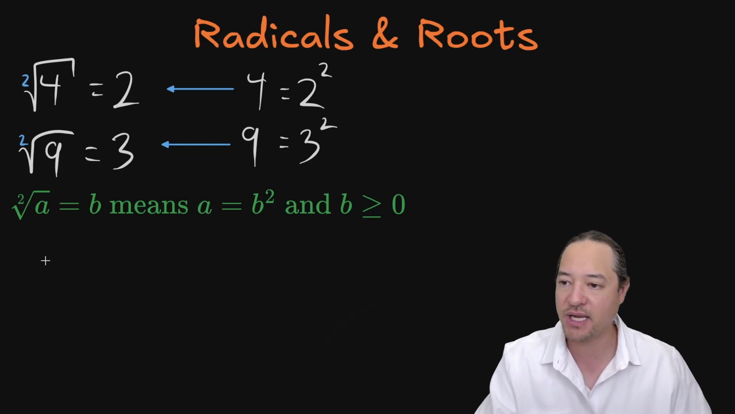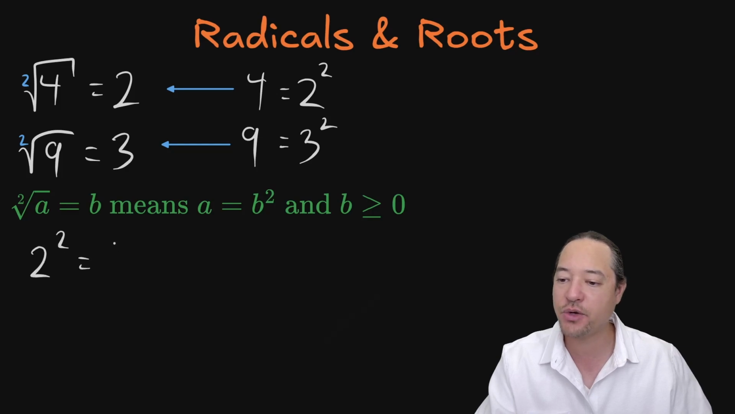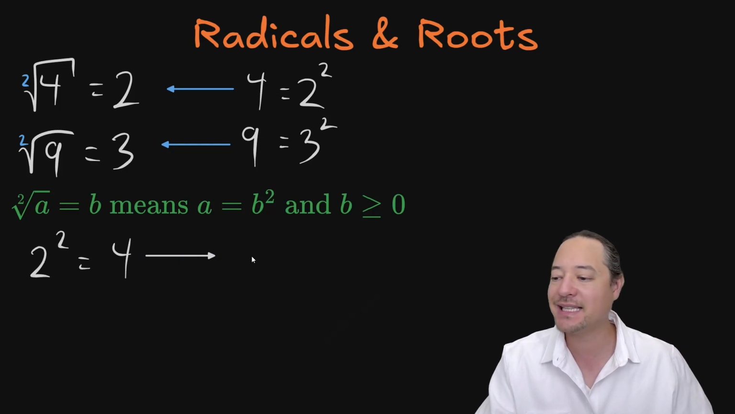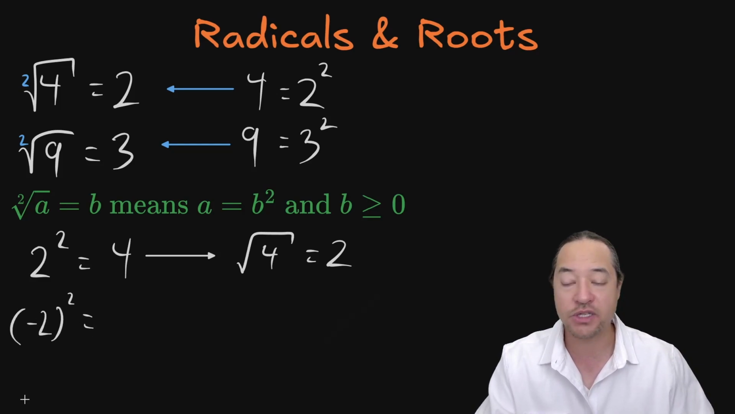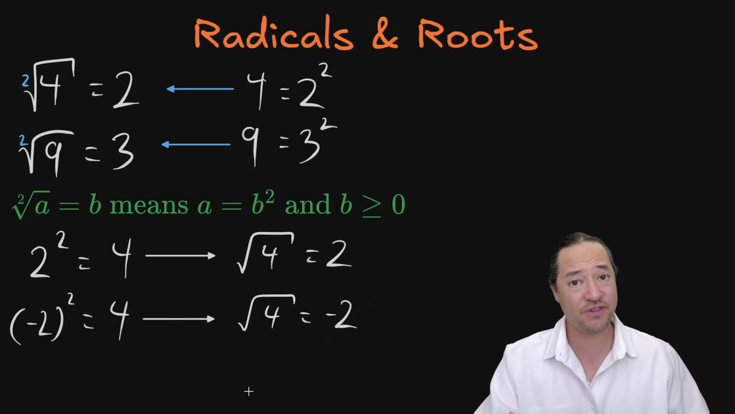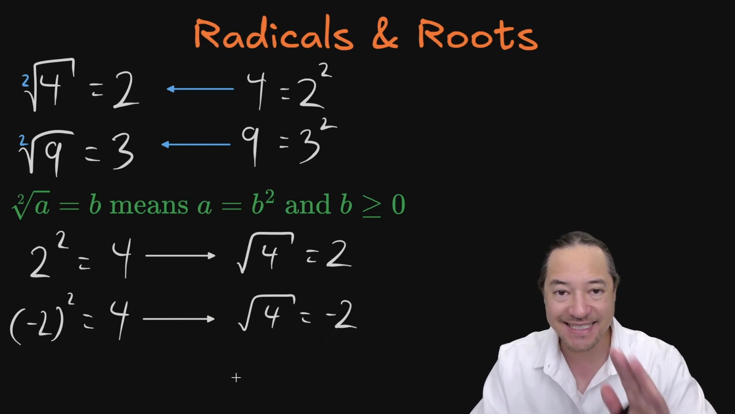Well, let's think about this, okay? When I take a number, let's say I take the number 2 squared, that's going to give me 4. And so it makes a lot of sense for me to say, well, then the square root of 4 should equal 2. No problem. We understand that. But what if we take negative 2 and square it? What do we get? Well, negative 2 times negative 2 is also going to be positive 4. So shouldn't this imply then that the square root of 4 is equal to negative 2? It turns out it doesn't work this way.